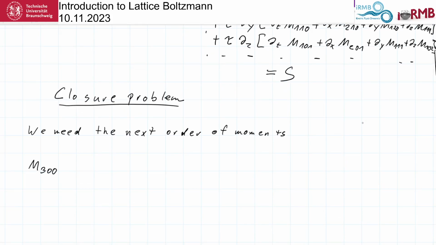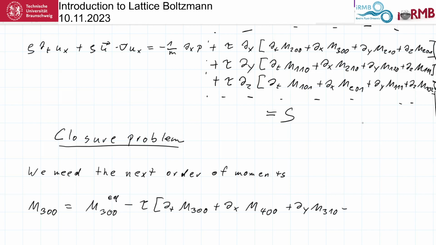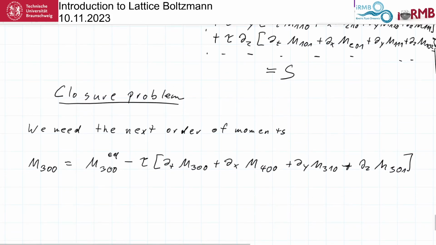So now we look at these moments that pop up here. M300, of course, is M300 equilibrium minus tau dt M300 plus dx M400 plus dy M310 plus dz M301. Okay, we're getting to the end already.